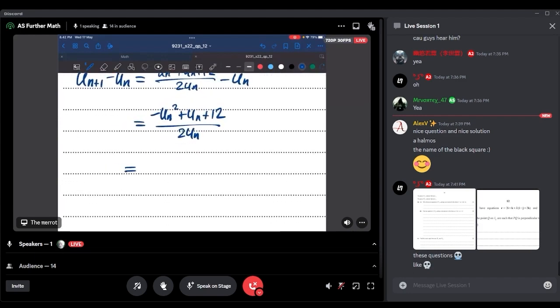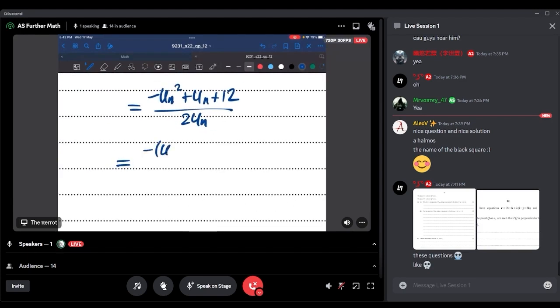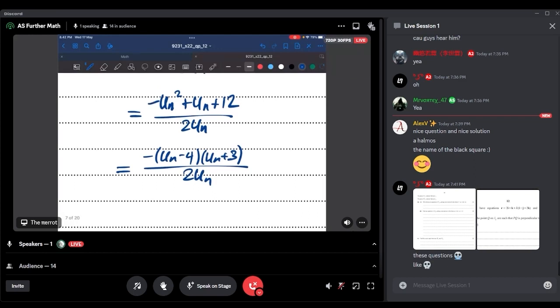And then again, if you notice, the numerator can be factorized. And that is in this way. Minus 4. Let me see if I'm right. Yeah, it's like this. So you can factor the numerator like this.